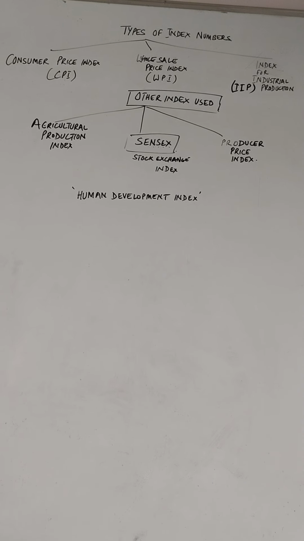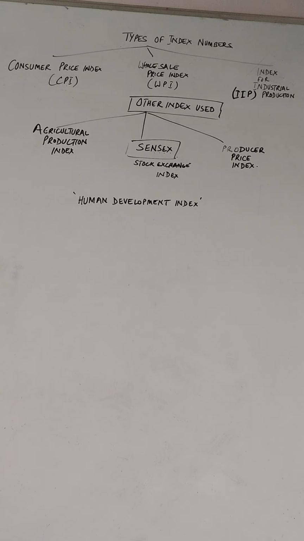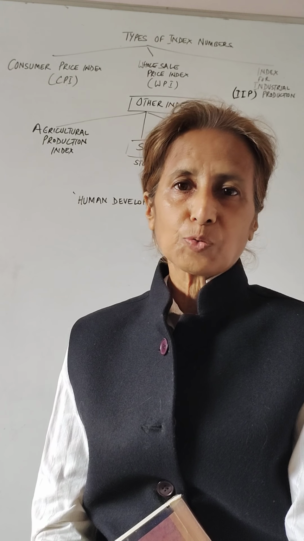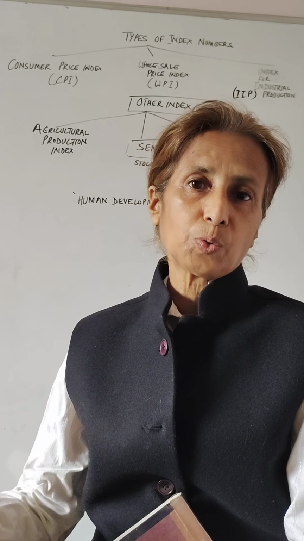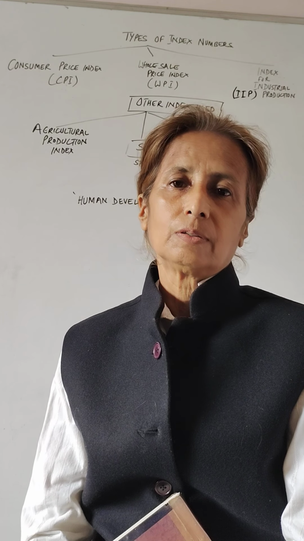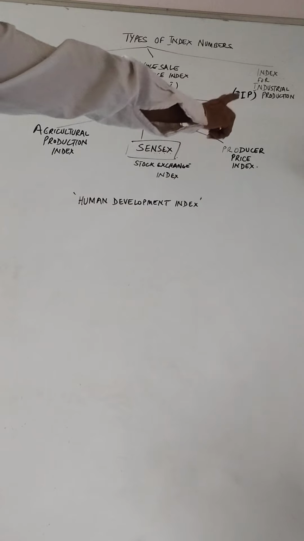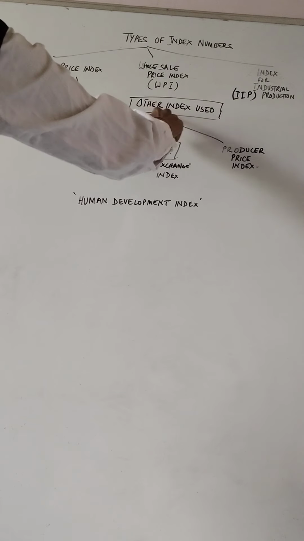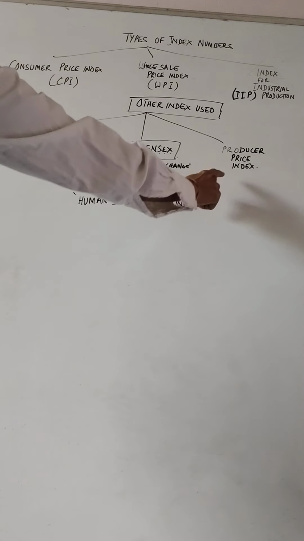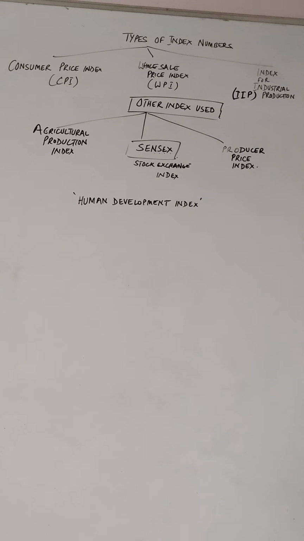Welcome to my class. We are doing types of index numbers, and in this we finish with the consumer price index, the wholesale price index, and the index for industrial production. Now we are doing some other index numbers, like you must have heard about Sensex, agricultural, and all of that. Just let me hurry up and tell you. The other index numbers used are the agricultural production index, Sensex, that is the stock exchange index, and the producer price index. So we are going to do all of these just for your information.